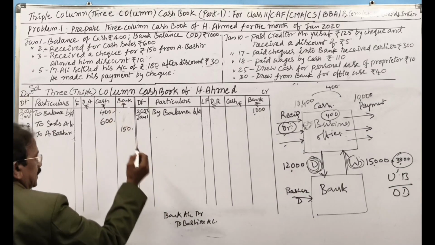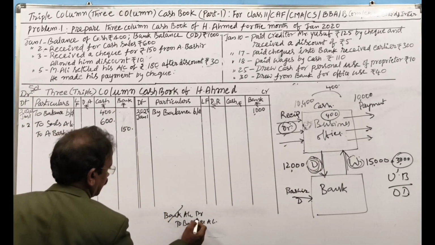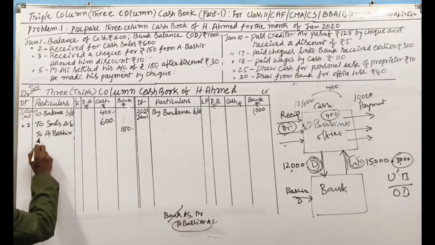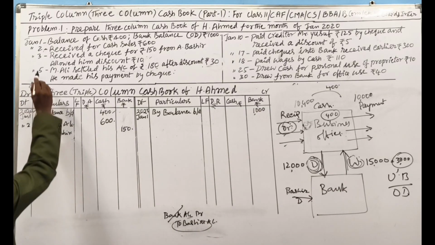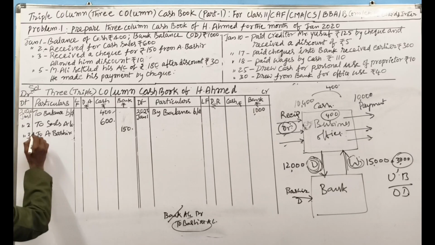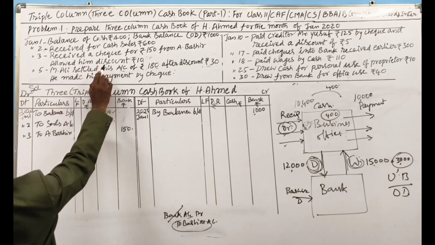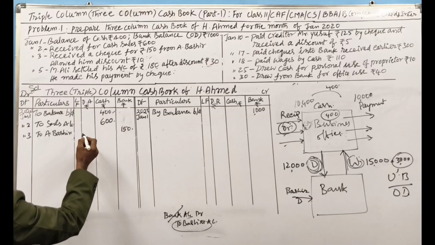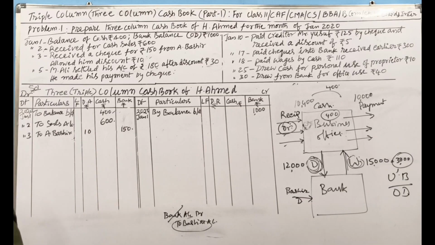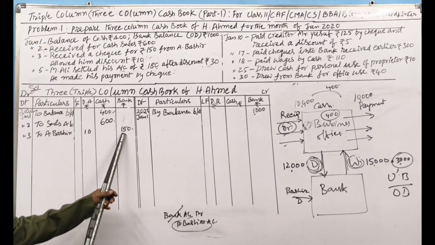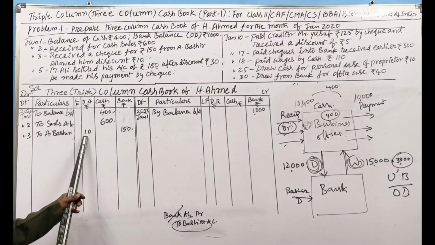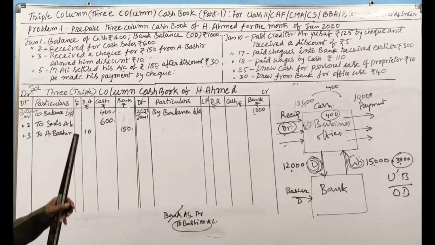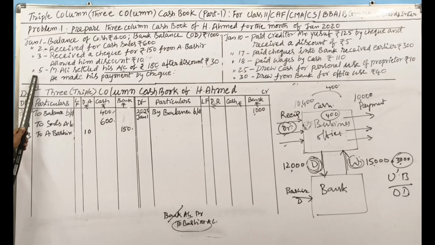Since it is entered in the bank column, you cancel this and what is left? To Bashir. To Bashir you should write. The date is the third. And in this transaction, there is a discount. That discount is to be entered in the discount column. So, the check amount is recorded in the bank column. The discount amount we are allowing is recorded in the discount column. Let us take the next transaction.